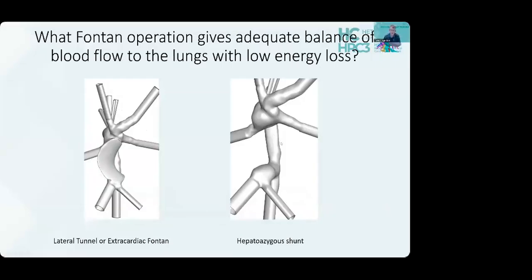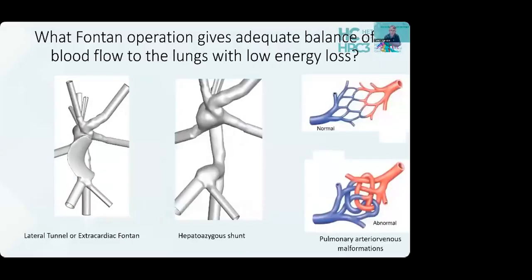But then another question was something like a hepatoazygous shunt, where we bring the hepatic veins directly back to the azygous vein and then incorporate the azygous vein into the pulmonary arteries. Would that be a better option for this child, building on some of the experiences of other patients with interrupted inferior vena cava that we treated here at our center?